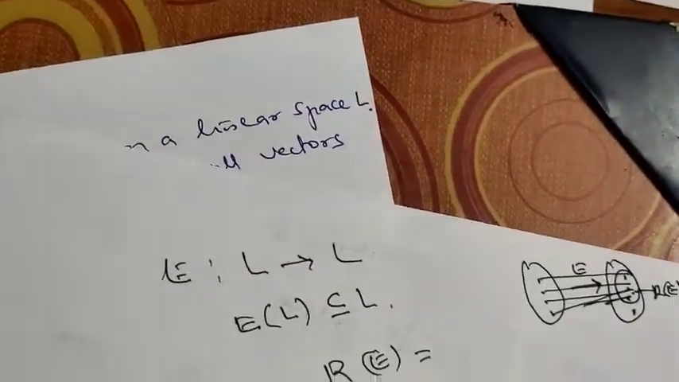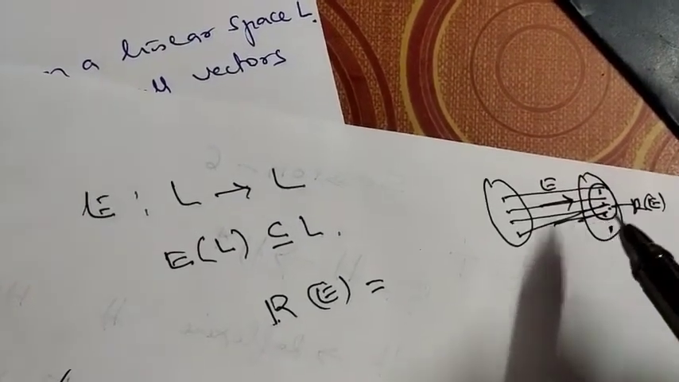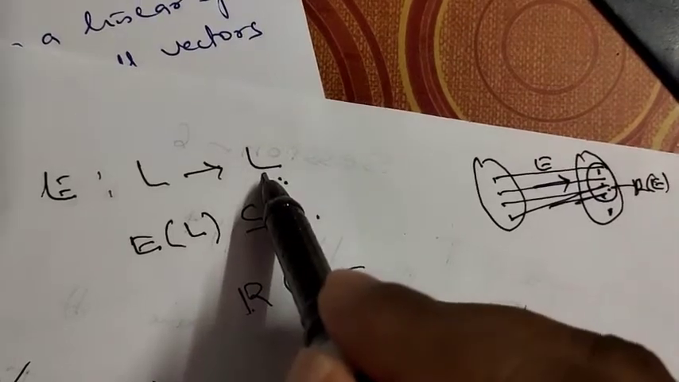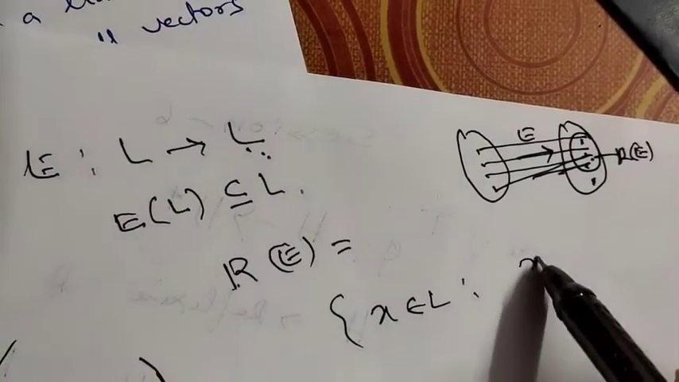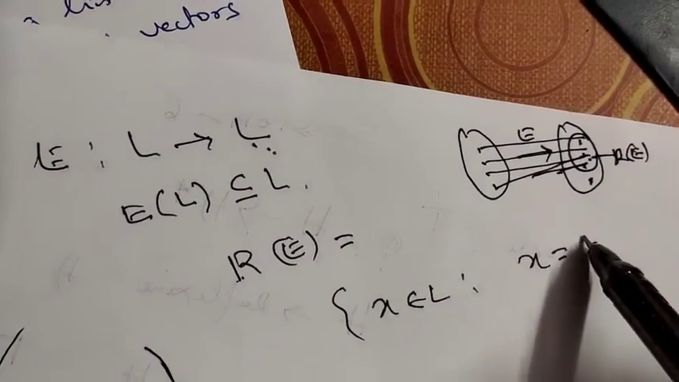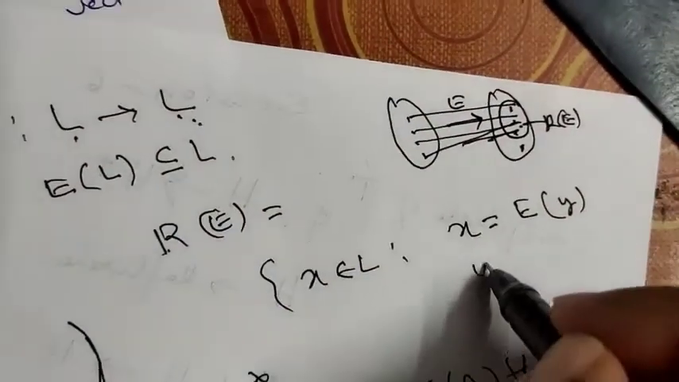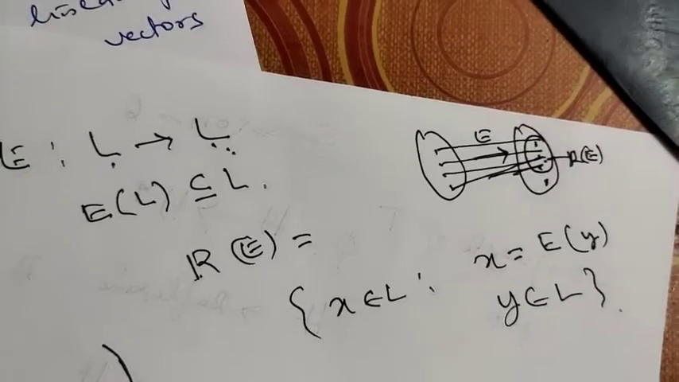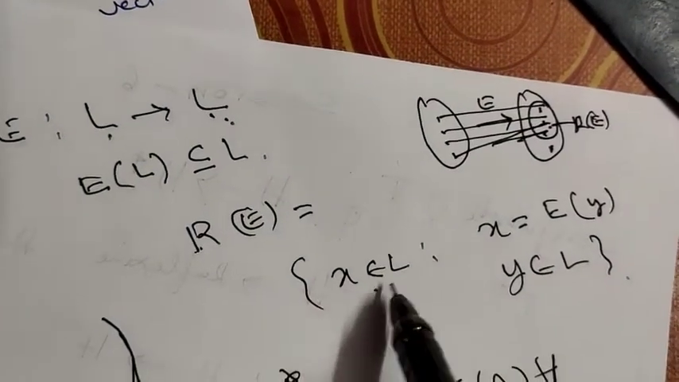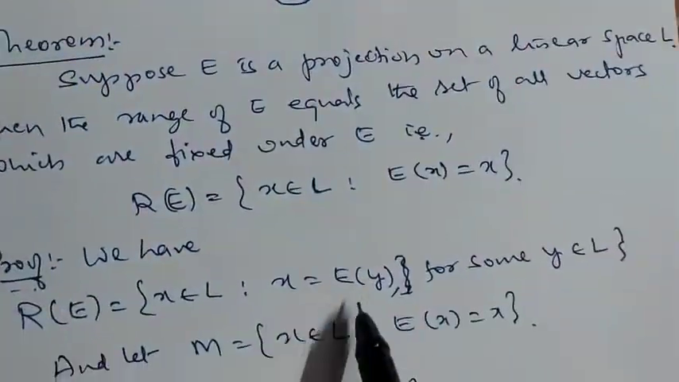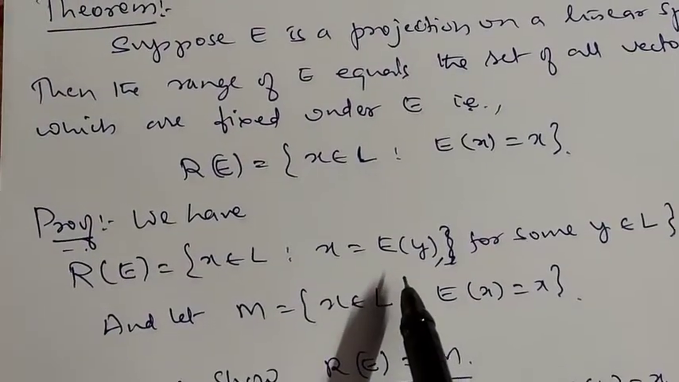So the range of E means the set of all vectors in the image. Range of E is what? The set of all vectors, say x belongs to the image space L, such that x is the image of some element y, where y belongs to the domain space L. Understand now? So the range of E is the set of all x belongs to L such that x is equal to E of y, where y belongs to L. This is the definition of the range of E.